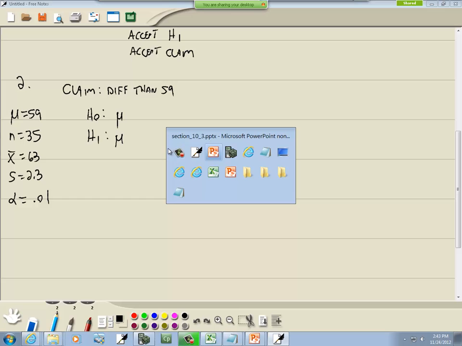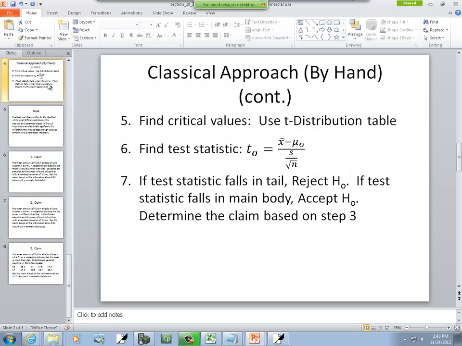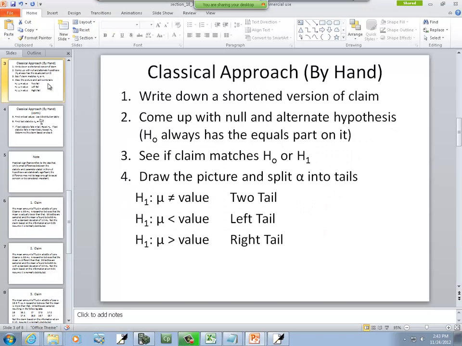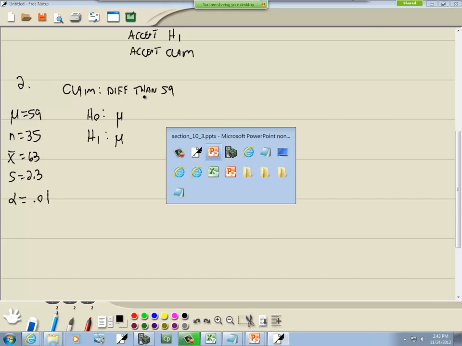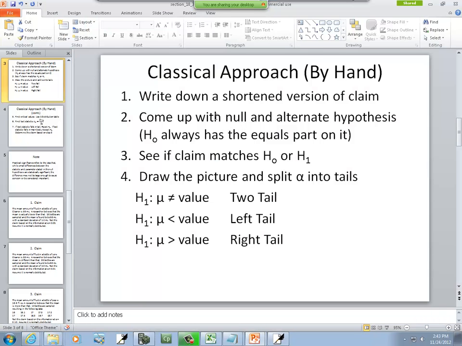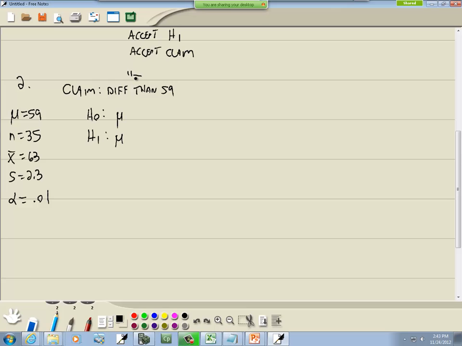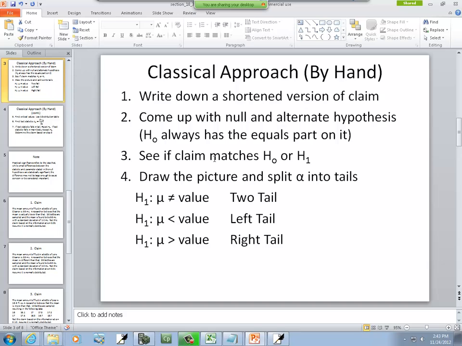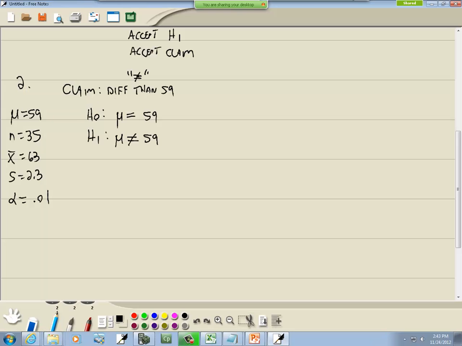Okay. Back up to our steps. Write down a shortened version of the claim. We did that. Step 2, come up with a null and alternate hypothesis. Different than. That means not equal to. So I'll put not equal to on H1, which means this has to be equal, 59. Step 3, see if your claim matches H0 or H1. This is a not equal. We put the not equal on H1, so this one matches H1.